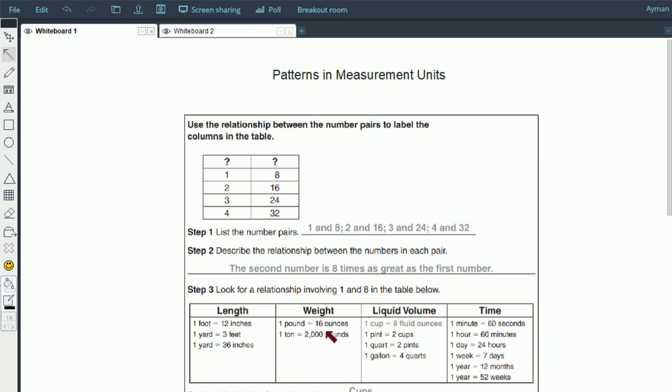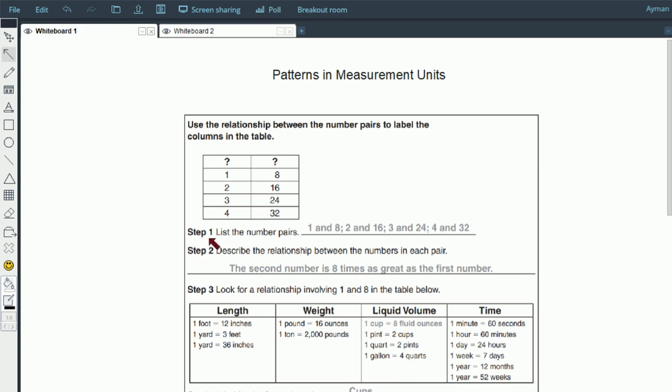Weight: 1 pound equals 16 ounces, 1 ton equals 2,000 pounds. Liquid volume: 1 cup equals 8 fluid ounces, and 1 pint equals 2 cups, and 1 quart equals 2 pints, and 1 gallon equals 4 quarts. You should save them, by the way, okay? And time: 1 minute equals 60 seconds, and 1 hour equals 60 minutes, and 1 day equals 24 hours, and 1 week equals 7 days, and 1 year equals 12 months, and 1 year equals 52 weeks.